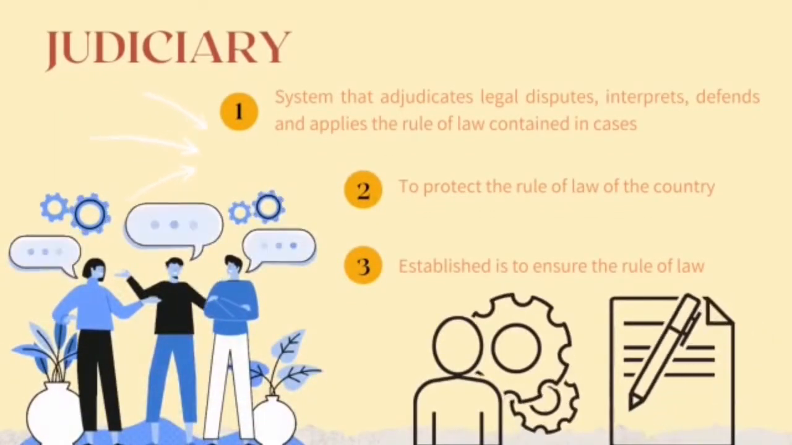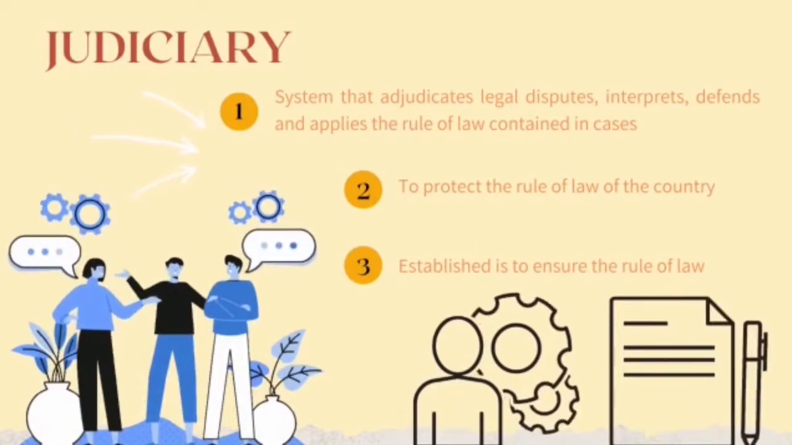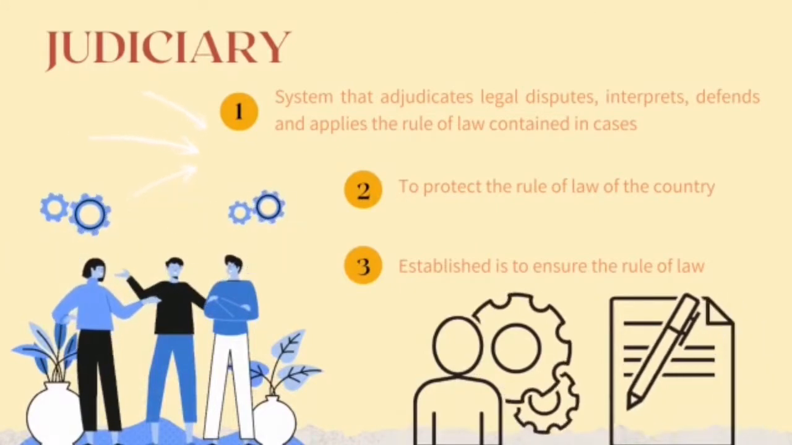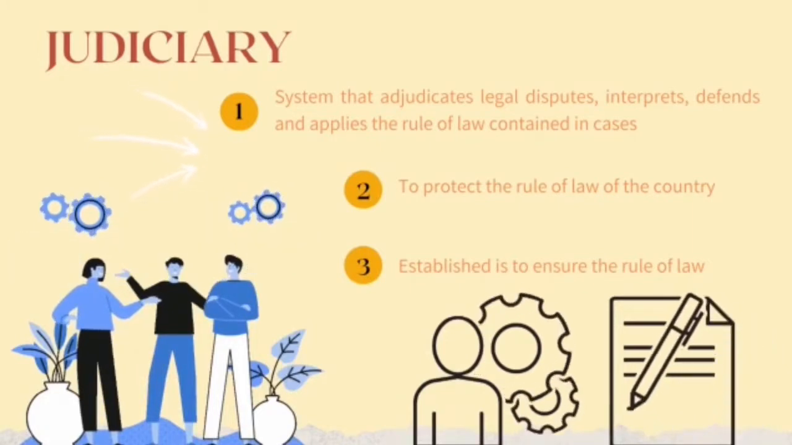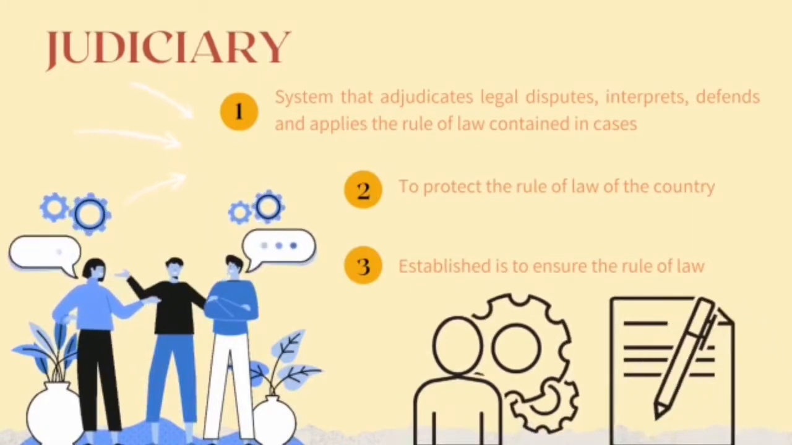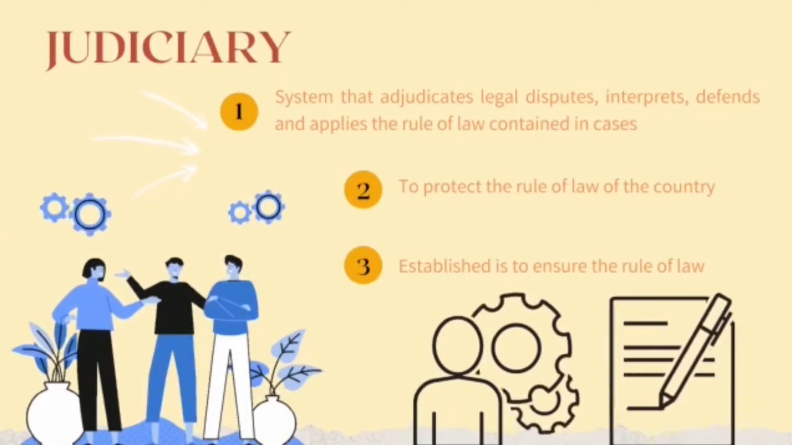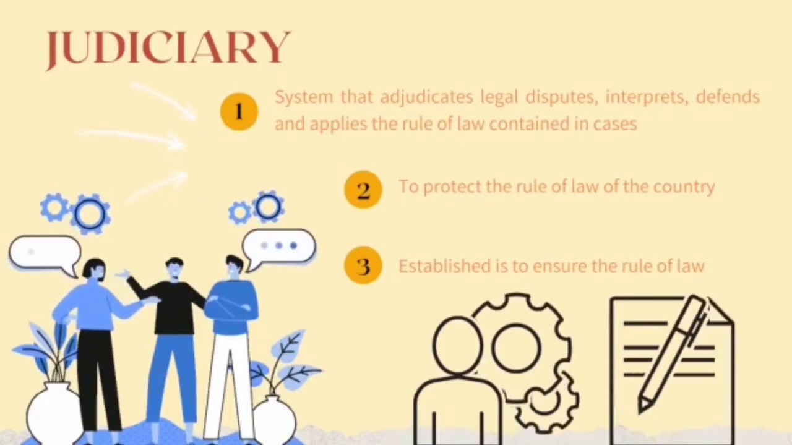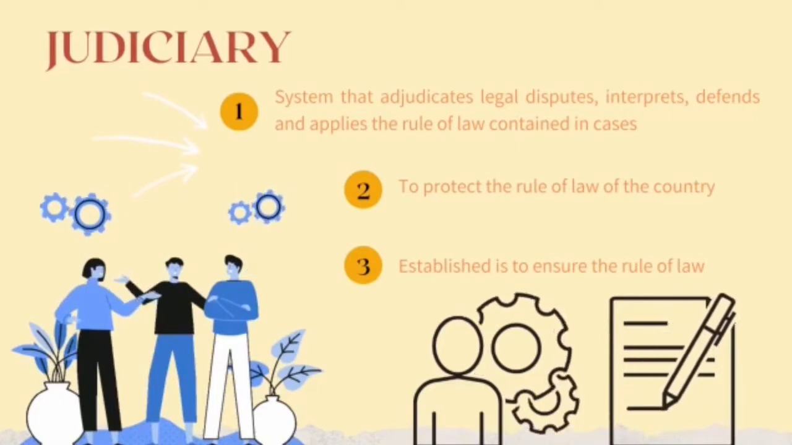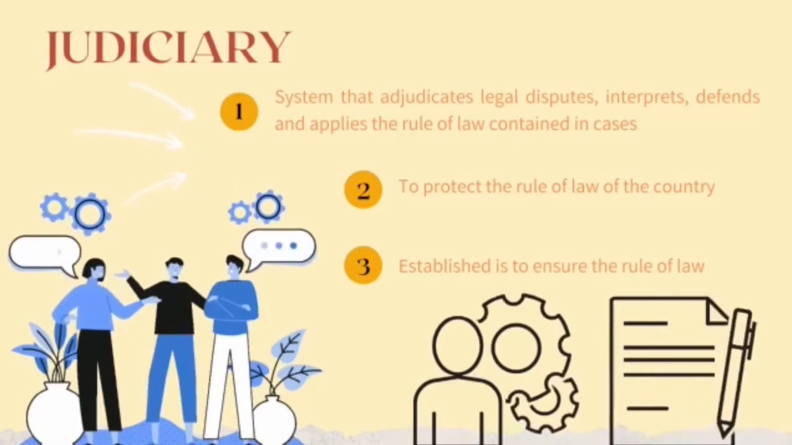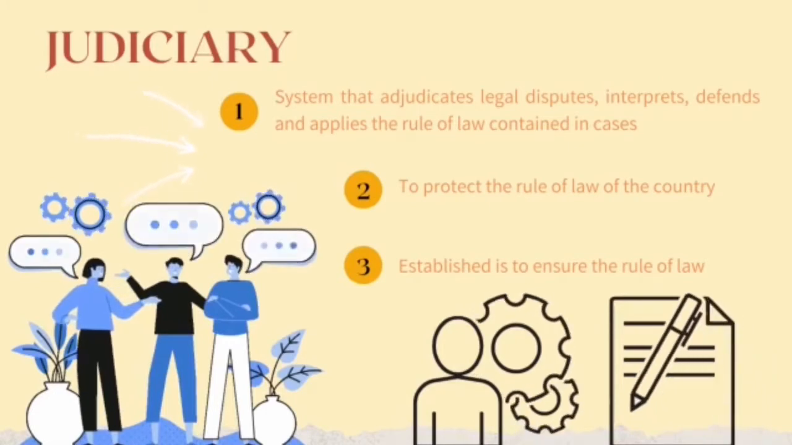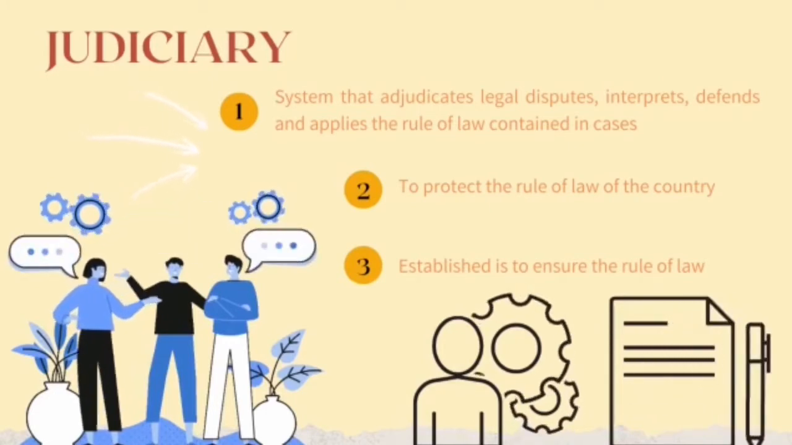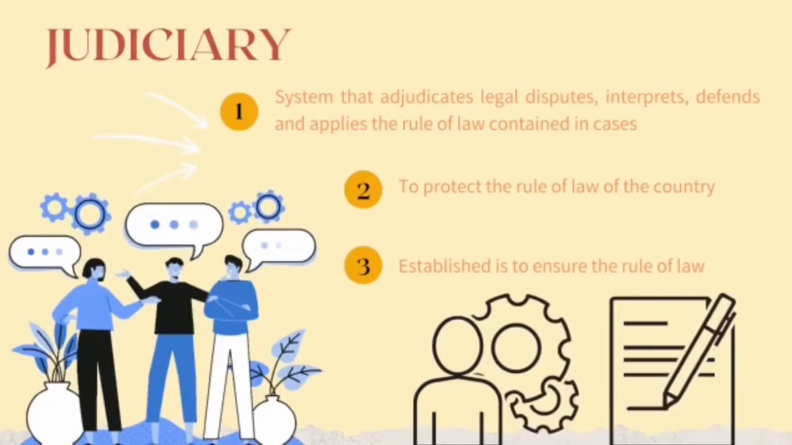Judiciary is a court system that adjudicates legal disputes, interprets, defends, and applies the rule of law contained in cases. Not only that, it is also enforced by the court and established by the federal government. The judiciary's role is to protect the rule of law of the country so that aggression does not occur. Moreover, it was also established to ensure the rule of law, to protect the rights of individuals, and to resolve disputes that occur in accordance with established law.